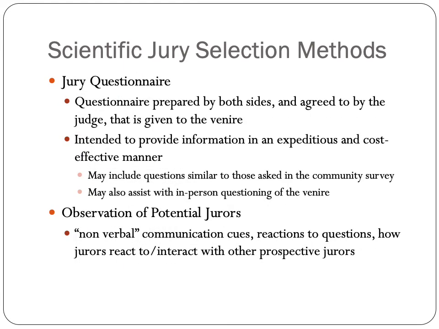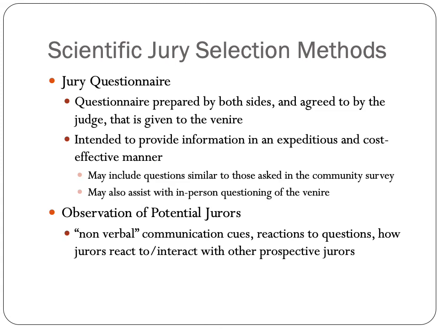Another method is a jury questionnaire. These are questionnaires prepared by both sides and agreed to by the judge that's given to the venire prior to the actual jury selection. And it's intended to provide information in an expeditious and cost-effective manner, right? They'll include probably very similar questions to the community survey, but they may also assist with in-person questioning. So you might say something like, hey, juror number 3, I noticed on this questionnaire you wrote this. What did you mean? And you can have them elaborate on whatever the case may be, right?